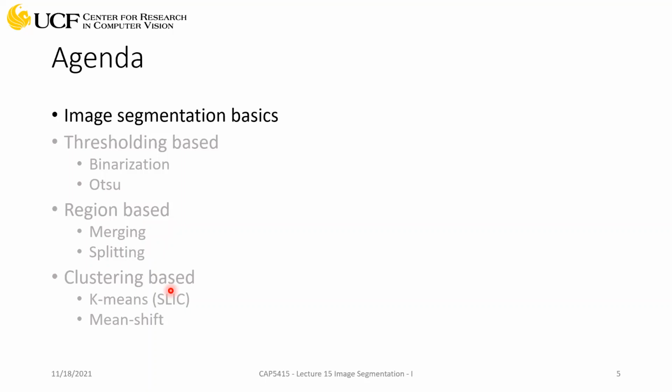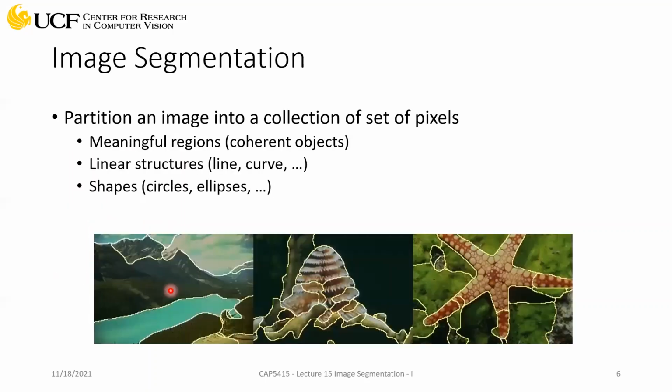So let's start with the basics. Image segmentation is where, given an image, we try to create small patches in the image, and those patches are created based on some properties of the pixels. So the idea is that they could be some kind of meaningful regions.